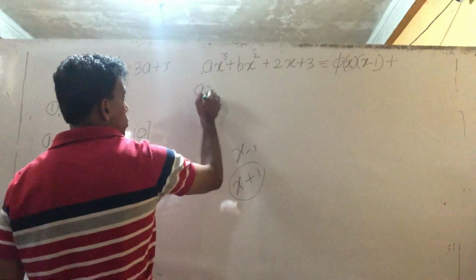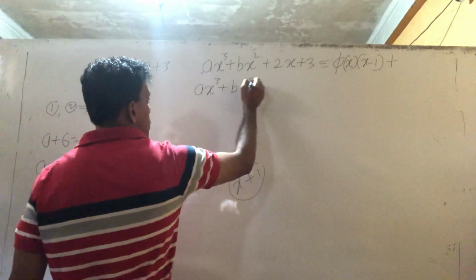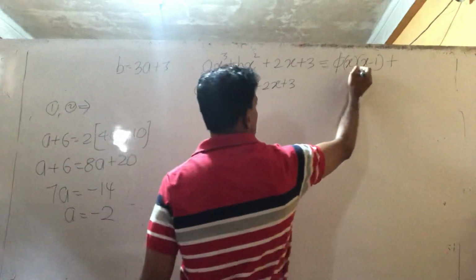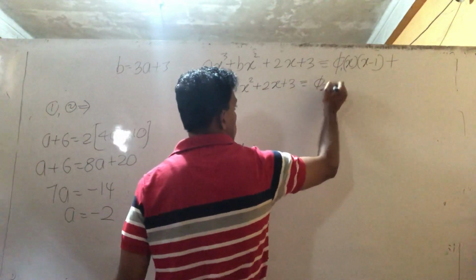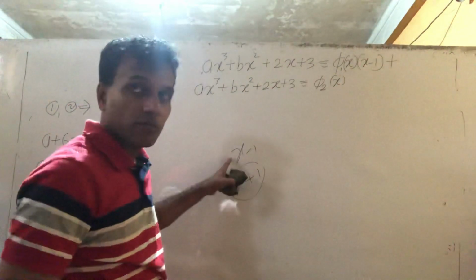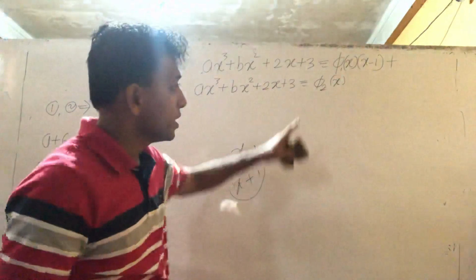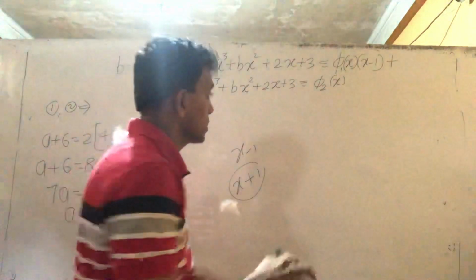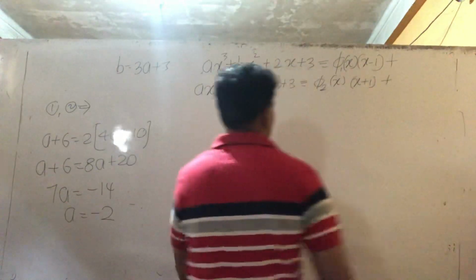See that is also ax cube plus bx square plus 2x plus 3. When dividing, two different solutions, right? That's why we're putting φ1, φ2. When you divide with the two different polynomials, different expressions, it won't give the same answer, right? That's why different answers we call φ1(x), φ2(x), two different answers, x plus 1 and plus the remainder.